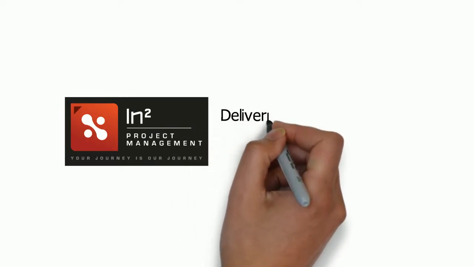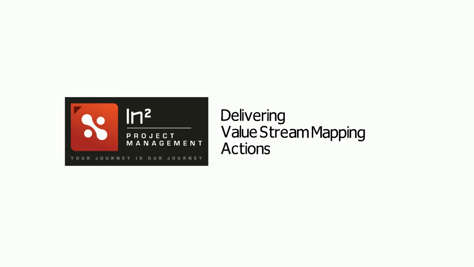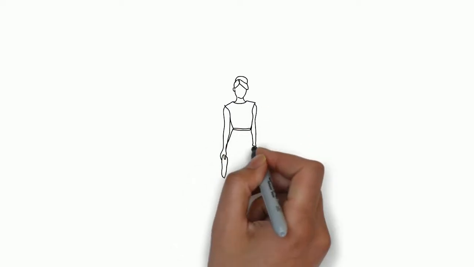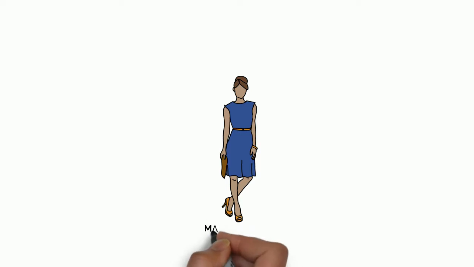Let's talk about delivering lean value stream mapping actions using Agile project management. We start from the perspective of the process owner. Here's Mary. She's a process owner. Mary has used Lean to help identify improvements in the process that she owns.